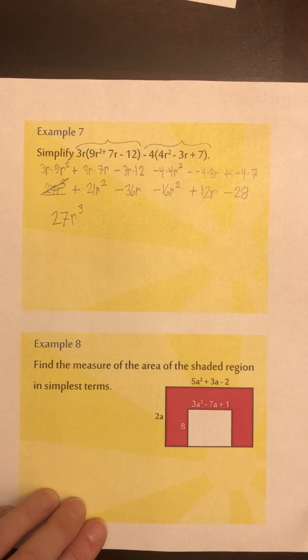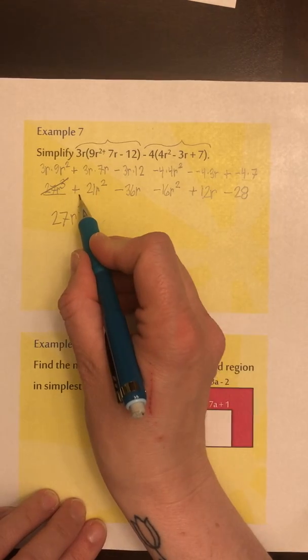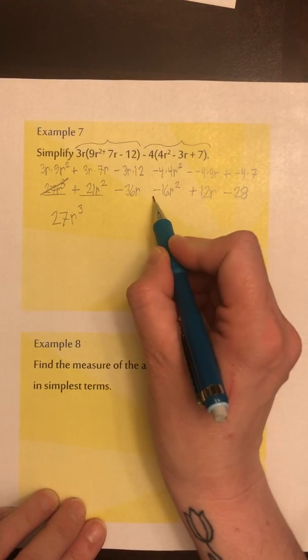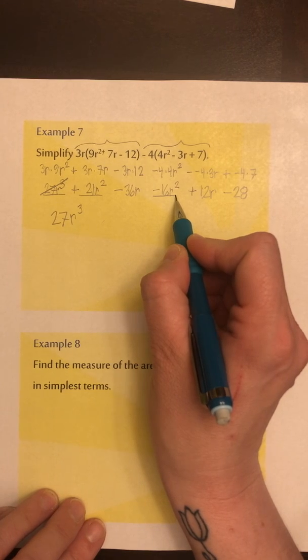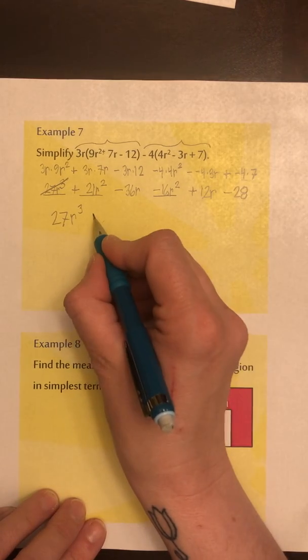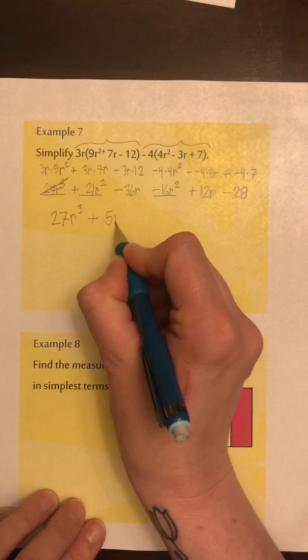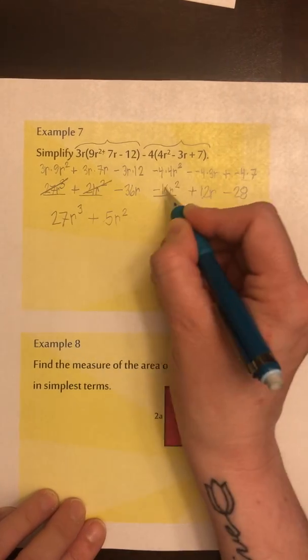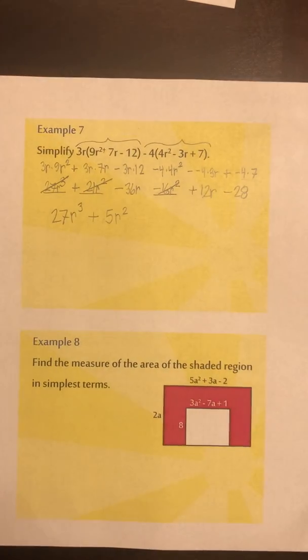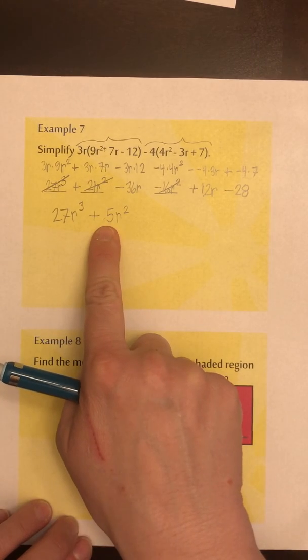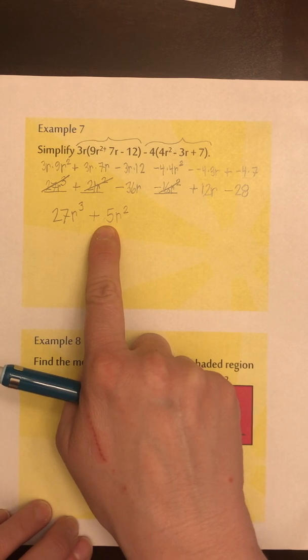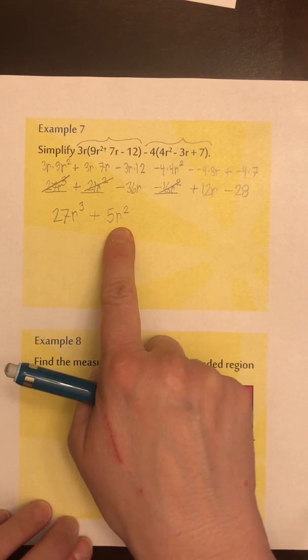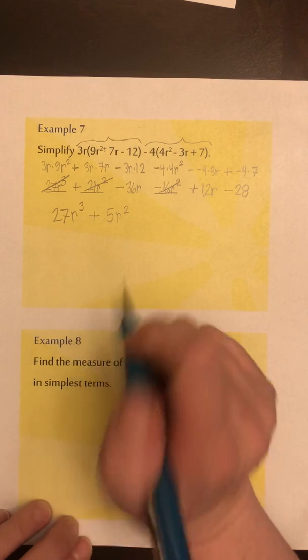It's not going to change because there's no other like term with it. Next, I'm going to look for r squareds. I have two of them. I have 21r squared minus 16r squared, which is going to leave me with a positive 5r squared. Remember, when you're adding and subtracting, your variable doesn't change and its exponent doesn't change. The only thing that changed is the coefficient. So 21 minus 16 gave me a positive 5, and I keep the r squareds the same.